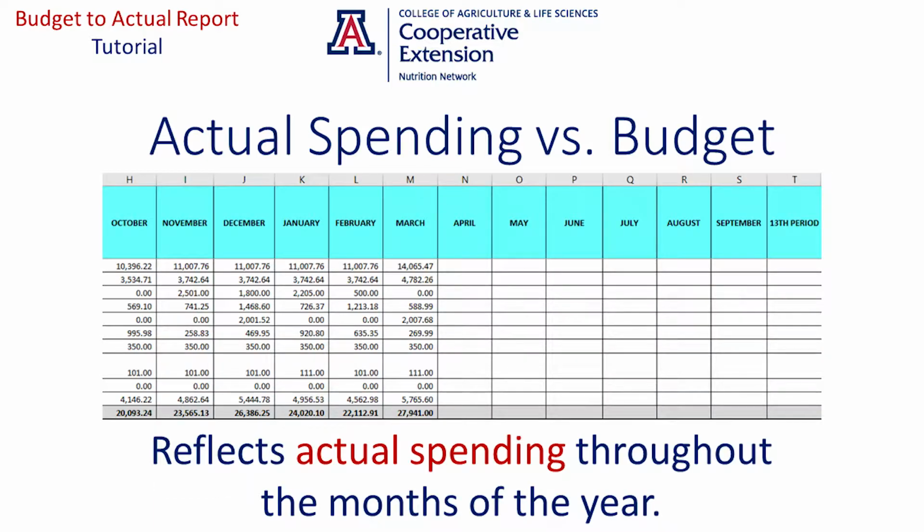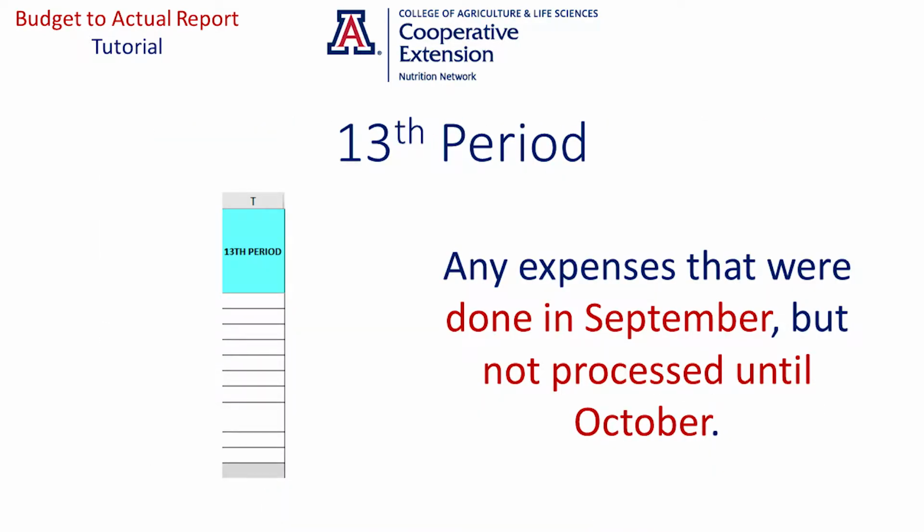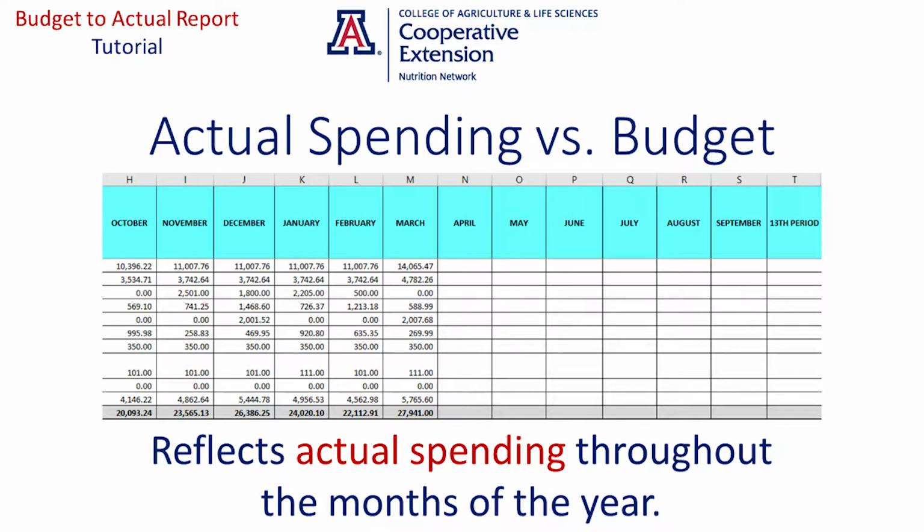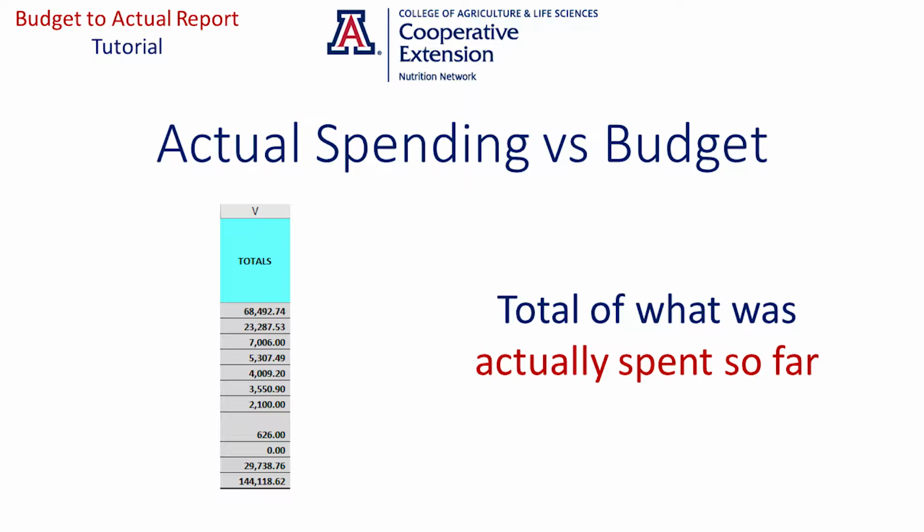Columns H through T are broken up by the months of the federal fiscal year, October to September, ending with a 13th period, which represents any September expenses that were not processed until after the fiscal year has ended. Each month of the year will be filled in with the amount spent. These may be blank, depending on the time of the year, signifying that spending has not been completed yet. Column V totals the amount that was actually spent so far in each category.